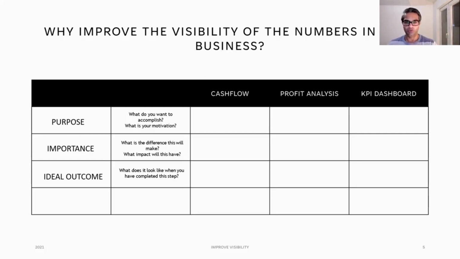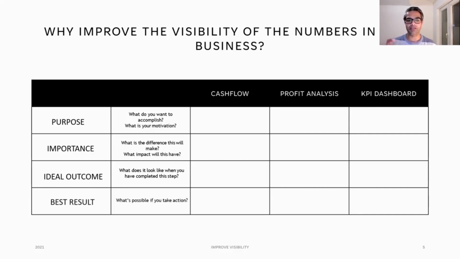Okay. So we'll do cash flow, profit analysis, and KPI dashboard. So what does it look like when you've created a KPI dashboard? What's the ideal outcome? Okay. If we can write that in a little bit of detail, a couple more points than the other ones, that's going to be super useful. So what's the best result?